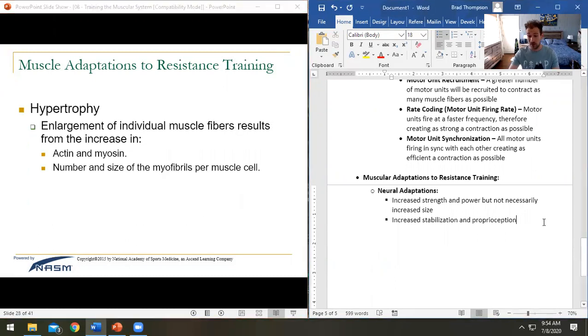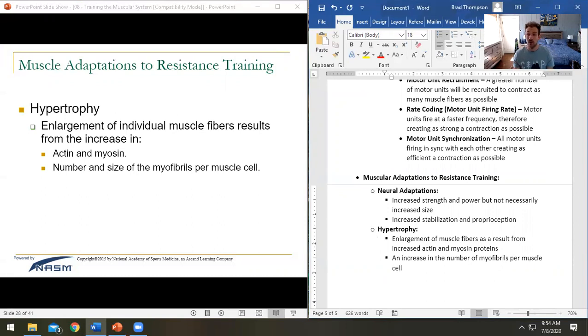Now, another one that we are going to experience is hypertrophy. Okay, so hypertrophy is an enlargement of muscle fibers, right? We'll give that its definition: enlargement of muscle fibers as a result of increased actin and myosin proteins. So what we're going to see is an increase in the number of myofibrils per muscle cell. Remember those myofilaments that you've got, right? You've got actin and myosin there. They're making all those individual little myofibril lines.